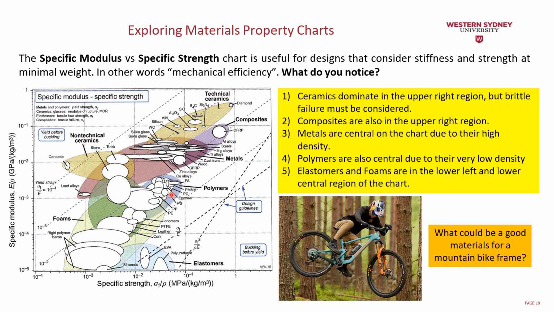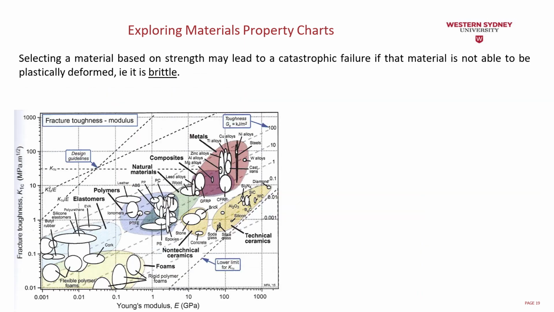The elastomers and the foams are in the lower left and the lower central region of the chart. So now we can ask: what could be a good material for a mountain bike frame? Definitely ceramic is not the one, and foam is not the one, so we are looking for something within that range. Selecting material based on strength may lead to catastrophic failure if the material is not able to deform plastically, for example if it is brittle.